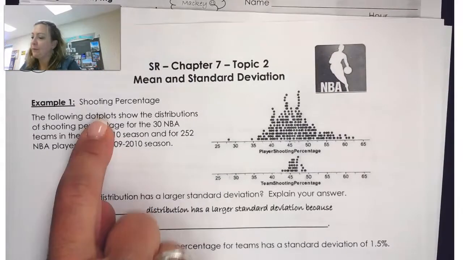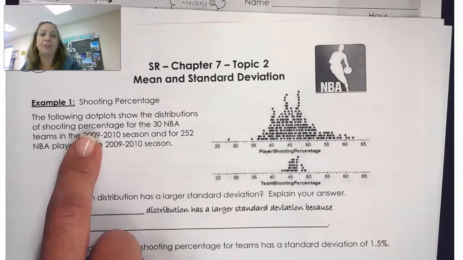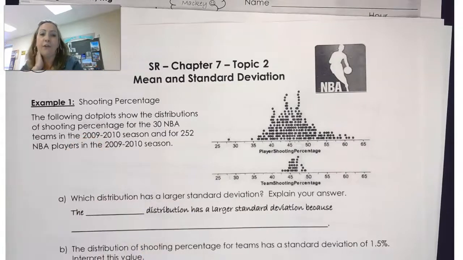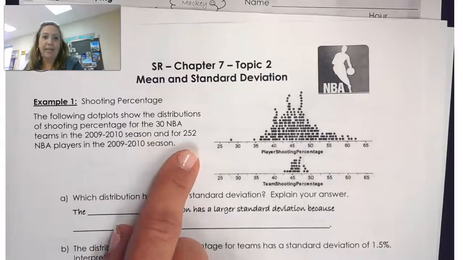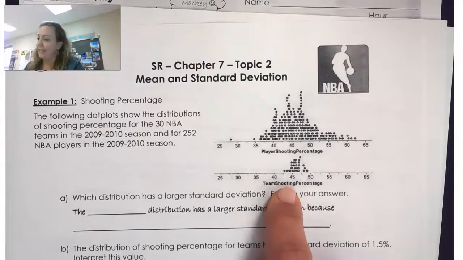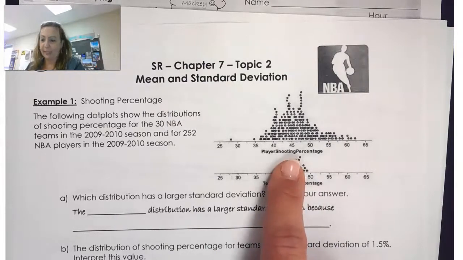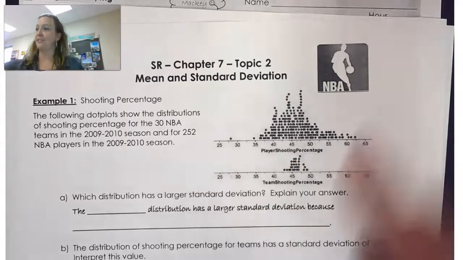In our first example today, we're looking at shooting percentages. These dot plots show the distributions of shooting percentages for 30 NBA teams in the 2009-2010 season, and then for the 252 NBA players in that season. Obviously, this is the one with the 30 teams. This is the one with the 252 players. And this question is asking which one has a larger standard deviation.